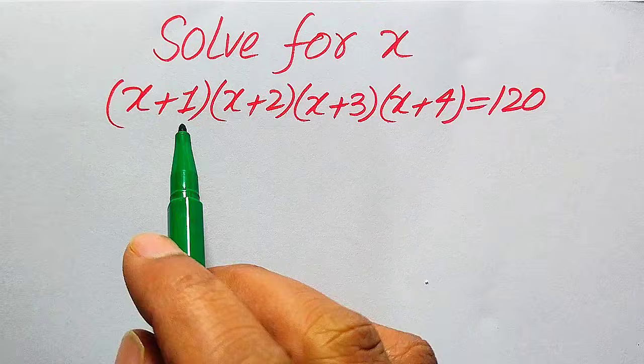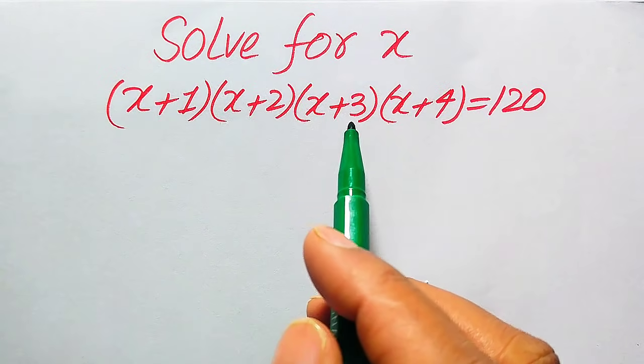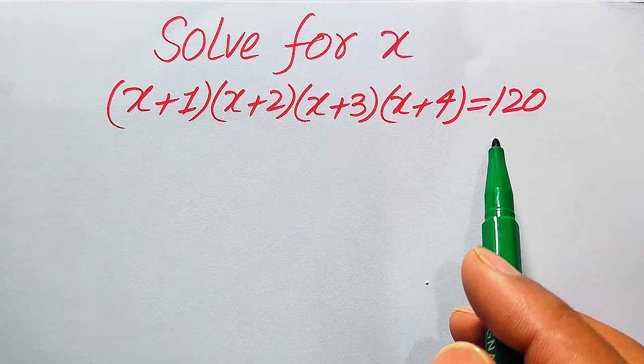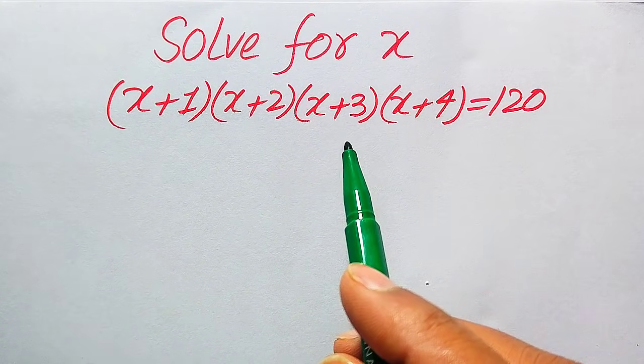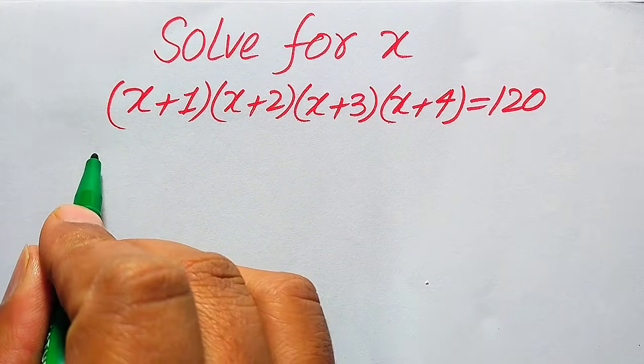So here we have (x plus 1) times (x plus 2) times (x plus 3) times (x plus 4) equals 120, and we solve this problem for all the values of x. So here, first we need to rearrange the factors.